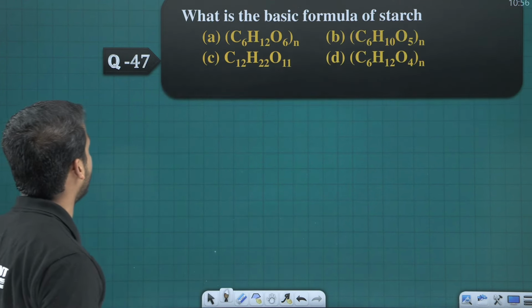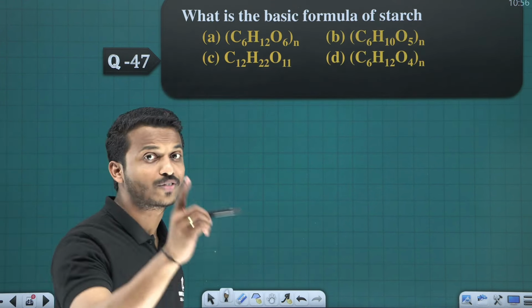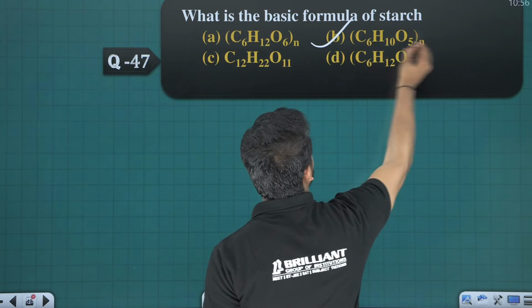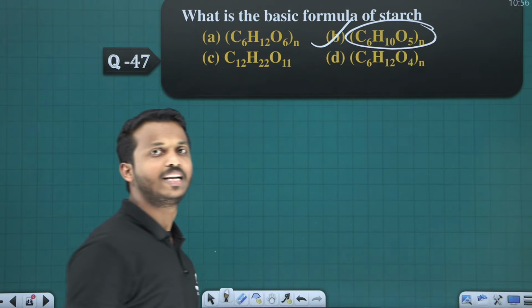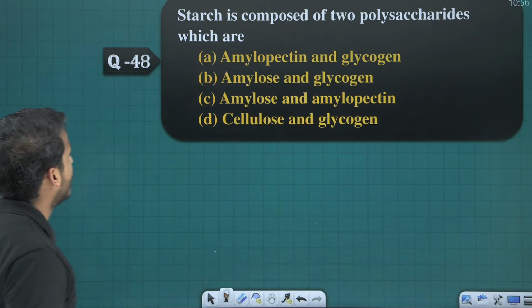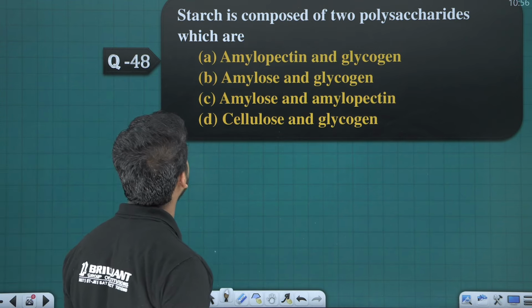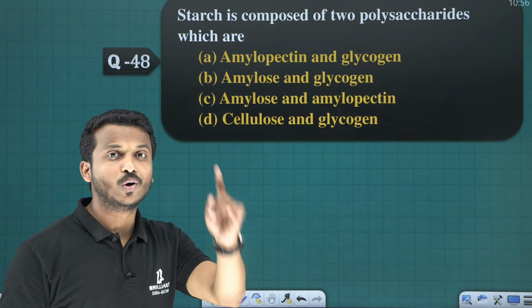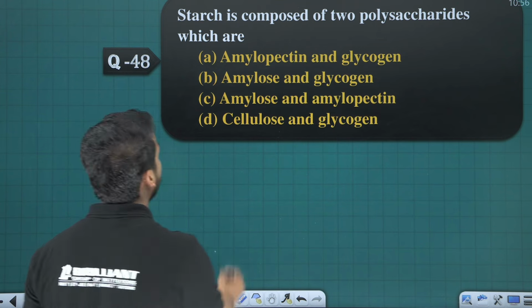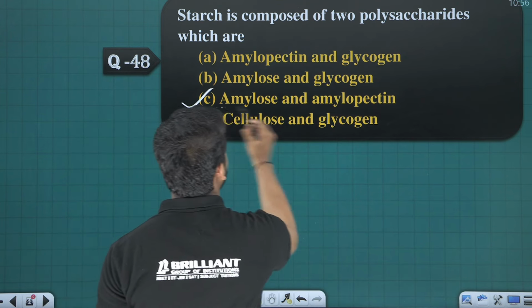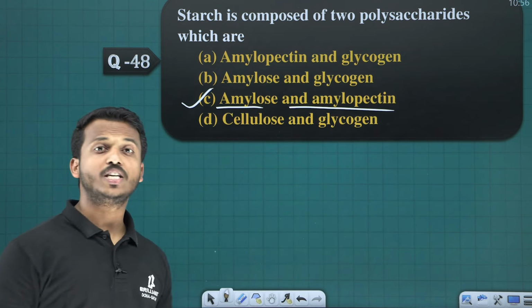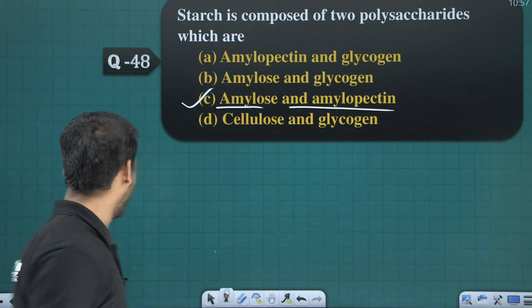Question number 47. What is the basic formula of starch? C6H10O5 n times. 48. Starch is composed of two polysaccharides, which are amylose and amylopectin. So starch's components are amylose and amylopectin.